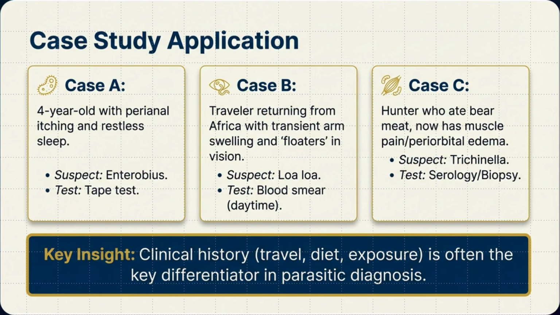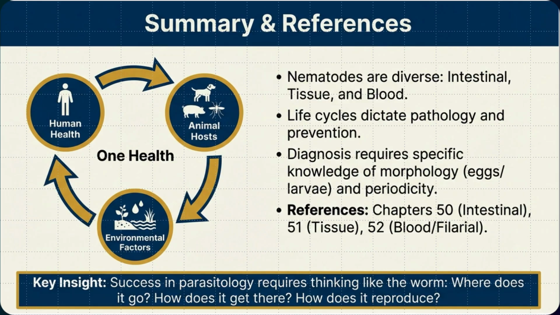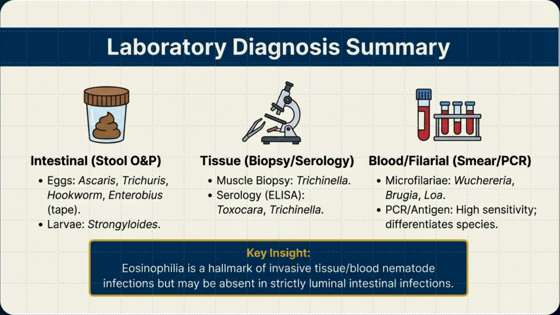It really all comes down to understanding the life cycle. It does. It's about thinking like the worm. If you know where it wants to go and exactly how it reproduces, the diagnostic test becomes completely obvious. If it lays eggs on skin, use tape. If it migrates at night, draw blood at night. If it eats muscle, biopsy the muscle.